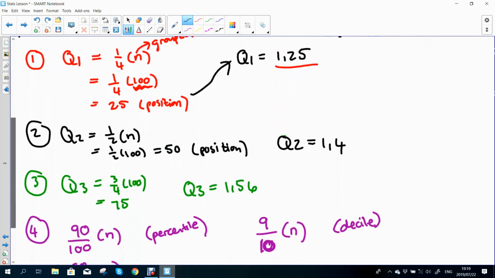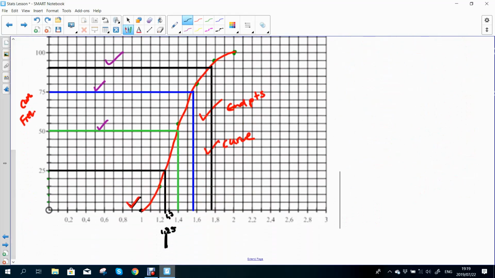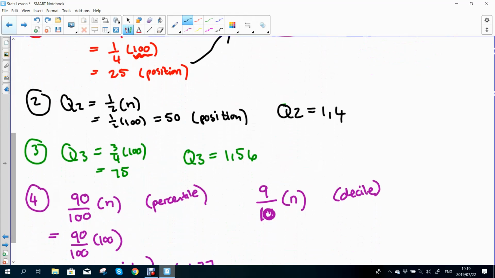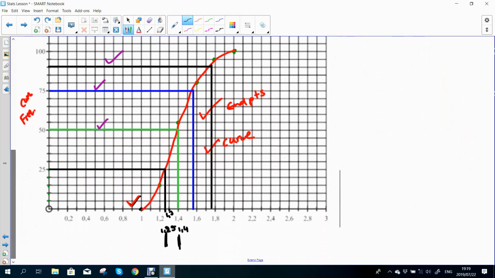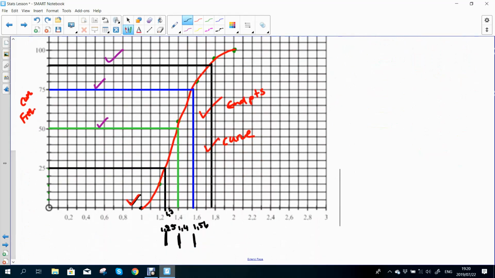Then we had quartile 2, which was 1.4. Let's just go back. Go and read off 1.4. Make a little line there underneath 1.4 and right at the top 1.4. And then finally, I had quartile 3, which was 1,56, and I read it off there. There it is. So that's 1,56. Finally, what is my lowest value? My lowest value is 1. You can see that there. And my biggest value is 2. So at 1 you make a little line, and at 2 you make a little line.